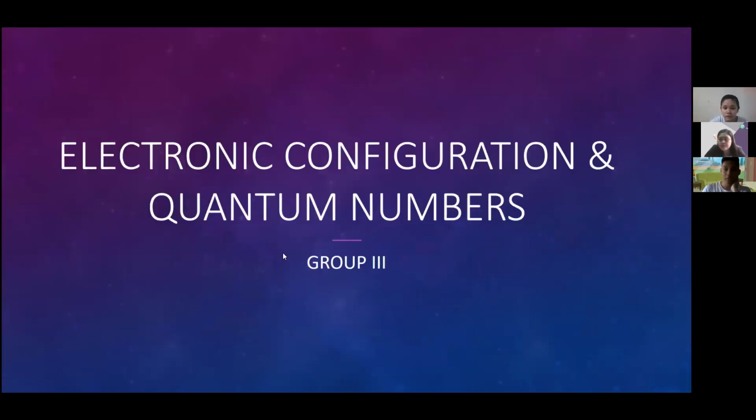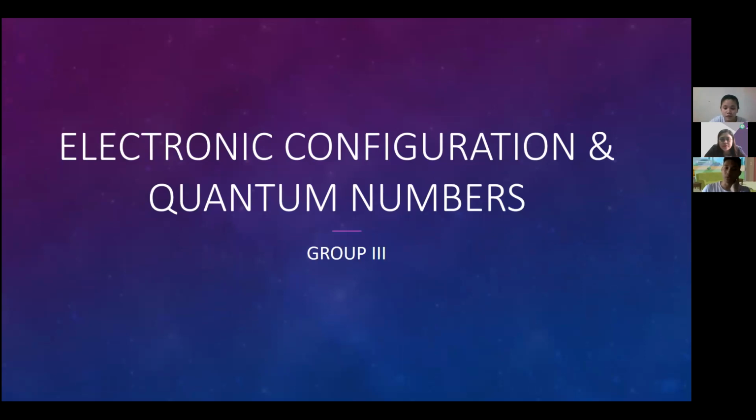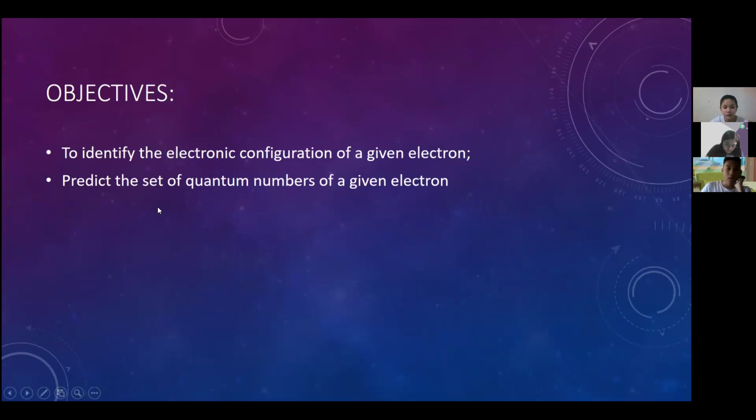So good morning, everyone. We are going to talk about electronic configuration and how to find its quantum numbers. For our objectives: to identify the electronic configuration of a given electron and to predict the set of quantum numbers of a given electron.